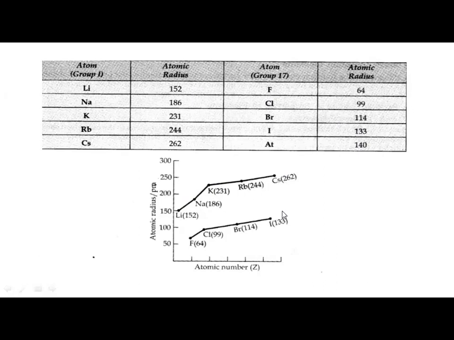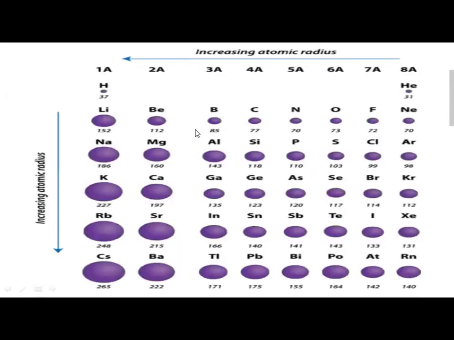So when you move down the group, there is an increase in the atomic radius. Please try to remember this. Across the period, atomic size decreases and down the group atomic size increases. This is how we can explain it pictorially.